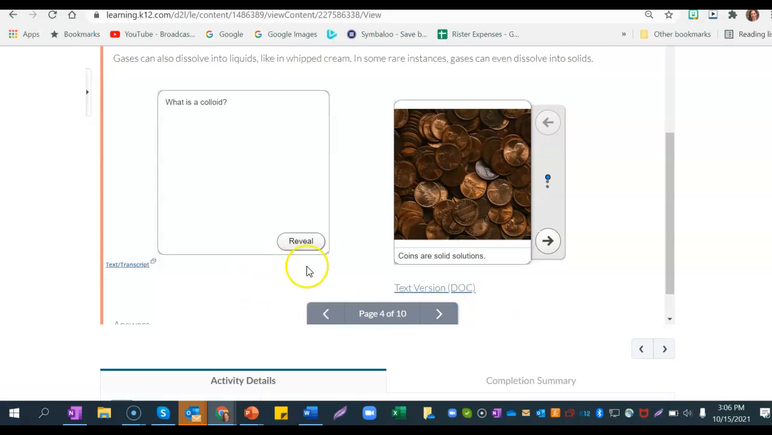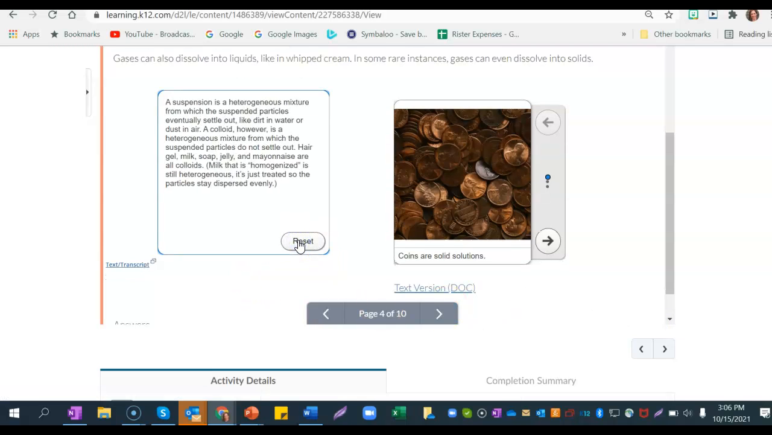All right, so what is a colloid? This is number 5. A suspension is a heterogeneous mixture from which the suspended particles eventually settle out, like dirt in water or dust in air. A colloid, however, is a heterogeneous mixture from which the suspended particles do not settle out. Hair gel, milk, soap, jelly, and mayonnaise are all colloids. Milk that is homogenized is still heterogeneous. It's just treated so the particles stay dispersed evenly.